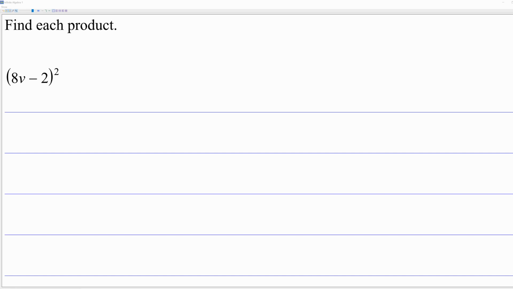Now, I'm going to go ahead and write down an incorrect answer. So this is wrong. Here, I'll write the word wrong. And if you write this answer, I promise your math teacher is not going to be happy. So let's see. We have 8v minus 2 quantity squared. So you might think to yourself, well, 8v times 8v, that's 64v squared. And then negative 2 times negative 2, that's positive 4. Yeah, that looks right. And no, that's not right. And your math teacher will not be happy.